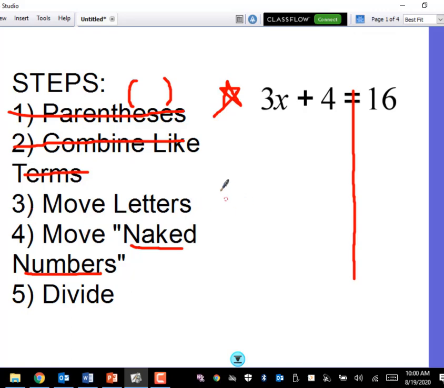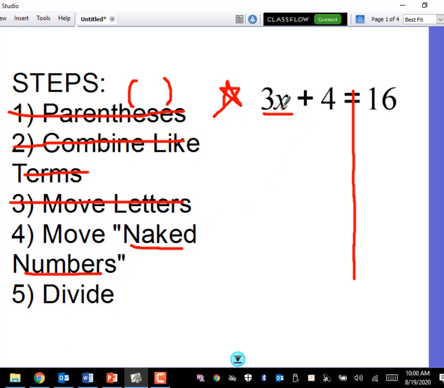Step 3 was move the letters. So if I look at my whole equation, do I have letters on both sides of the equal sign? Well, in mine, I only have letters on the left side. My x is the only x in the whole equation. So I can skip that step too. Lucky me. So step 4, I need to move the naked numbers.